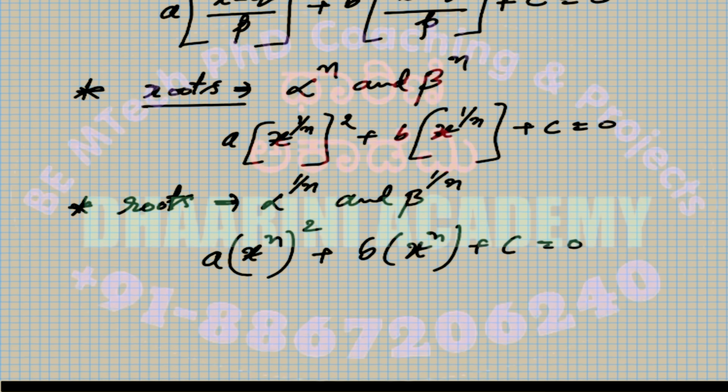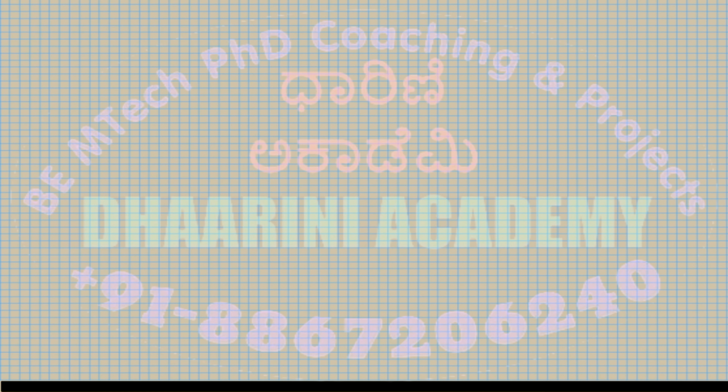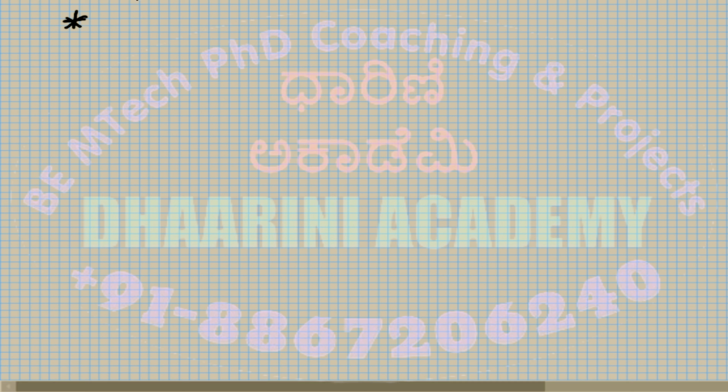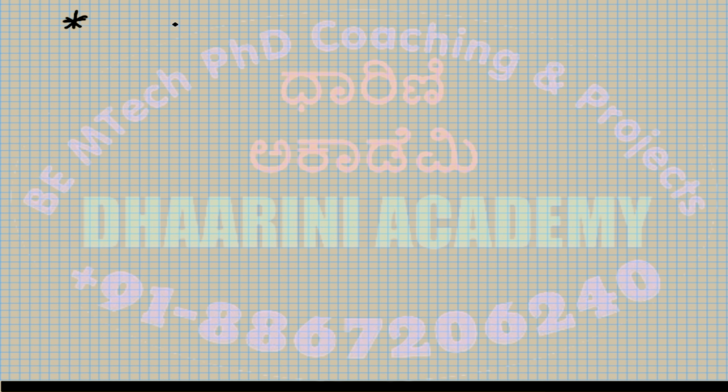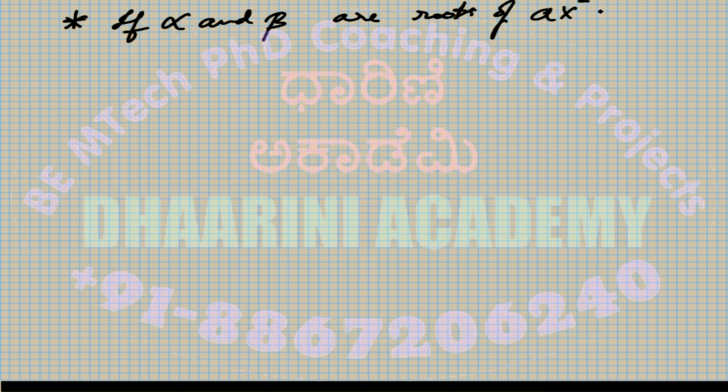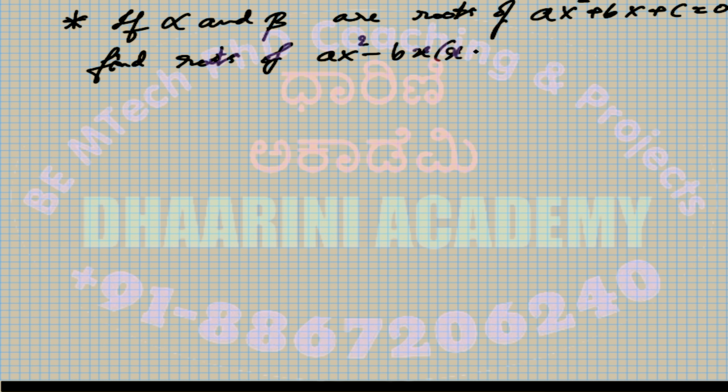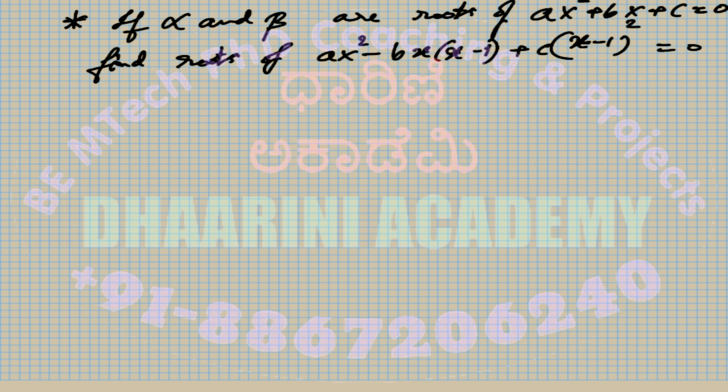All right, next question. If alpha and beta are the roots of ax square plus bx plus c equal to 0, find the roots of the equation ax square minus b times x into x minus 1 plus c into x minus 1 the whole square equal to 0. This is the equation. Find the root of this equation.